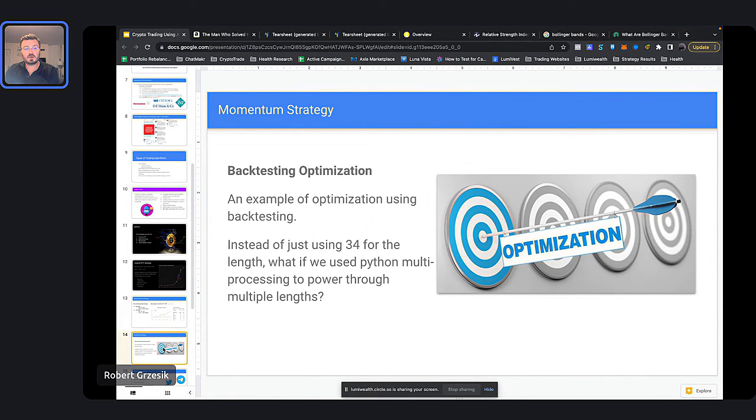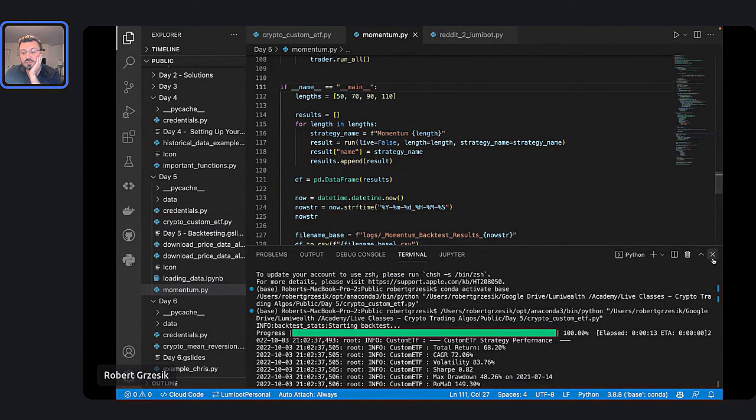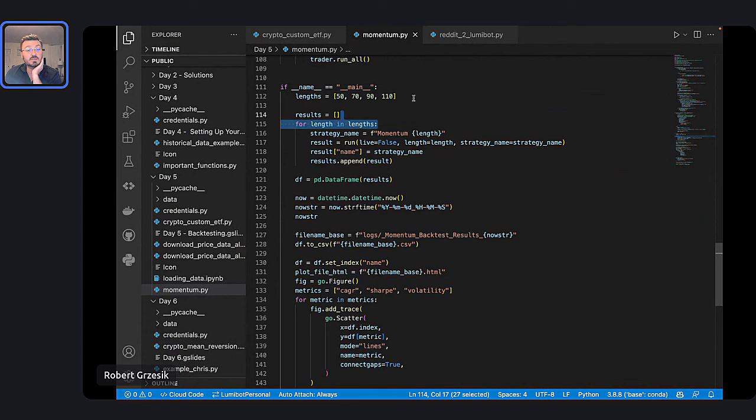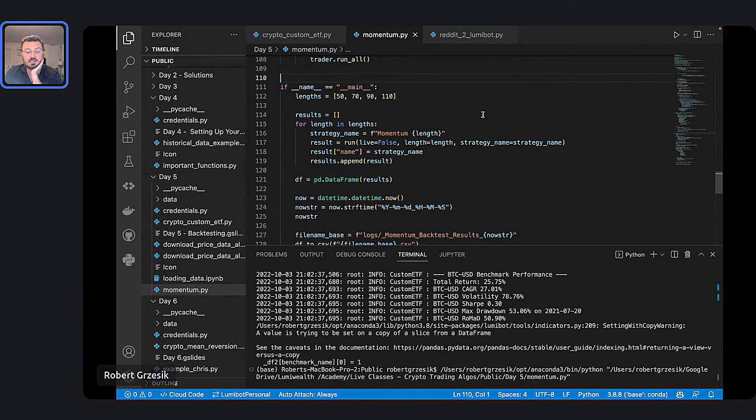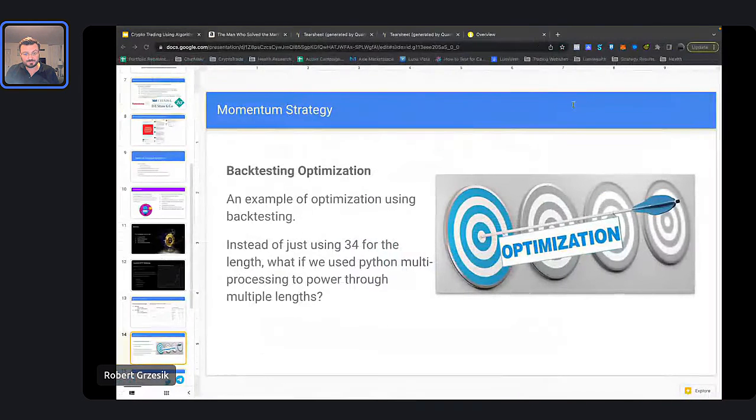Okay, then we have also our momentum strategy. I want to show you this not because it's a good strategy, right? But because I want to show you how we can use our technology to actually run some really good simulations, right? So here I'm going to simulate a different momentum, right? We're going to have momentum for 50 days, 70 days, 90 days, and 110 days, right? And we're going to figure out which one of those is the best idea.